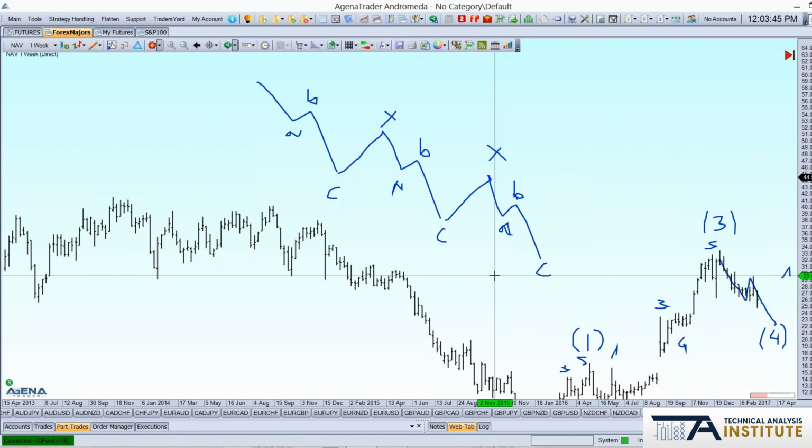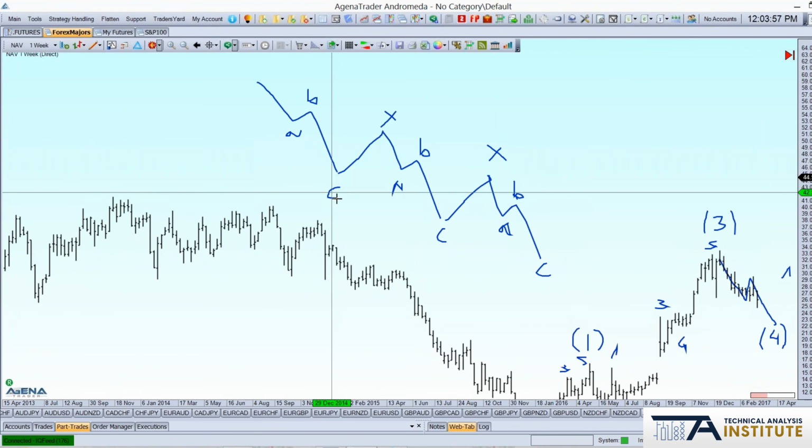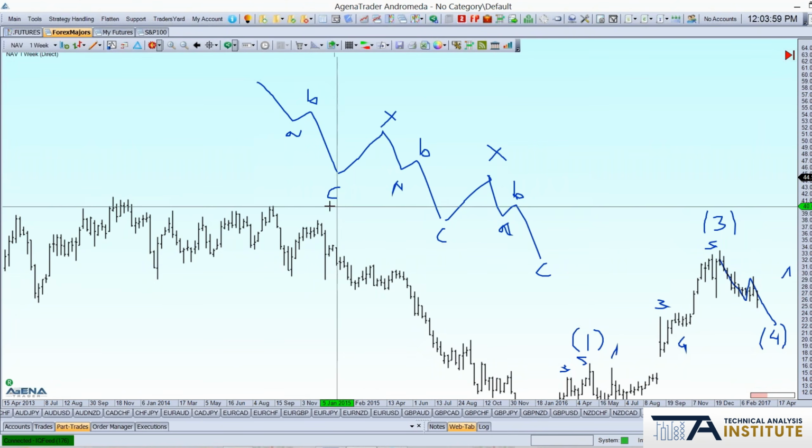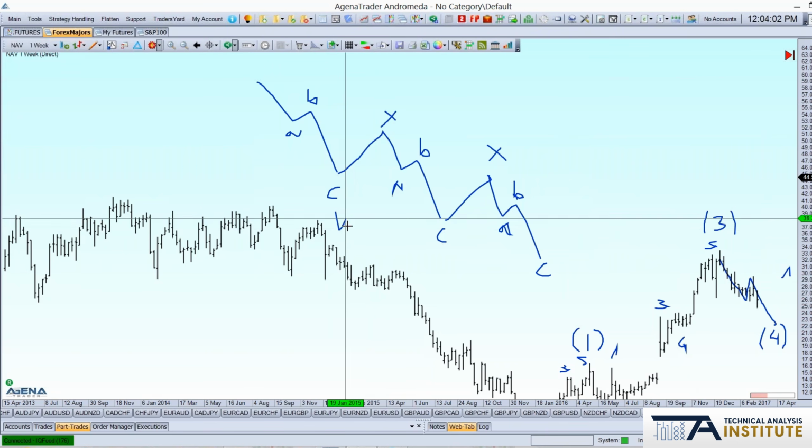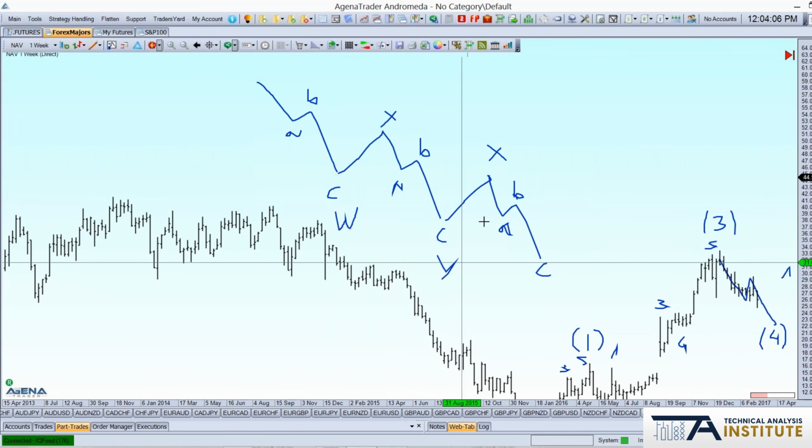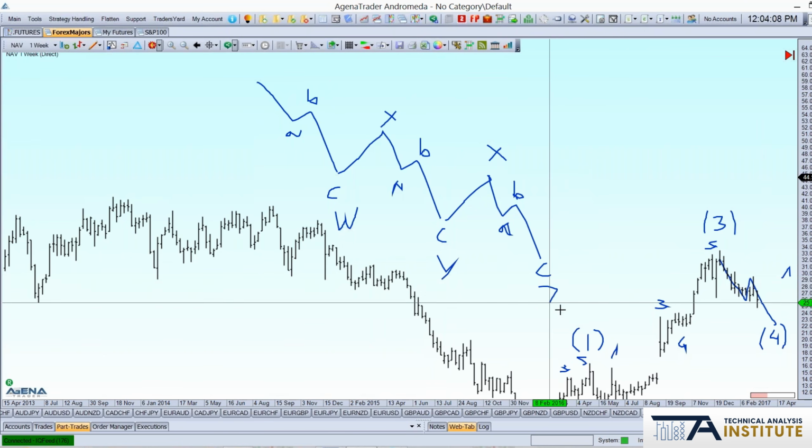Very, very simple. But what I'm going to do is complicate it a little bit by telling you the names that are given. No X, Y, Z. No. To avoid this ABC and this ABC and this ABC, we label the first ABC as W. And the second ABC, we label it as Y. And the third ABC, we label it as Z.